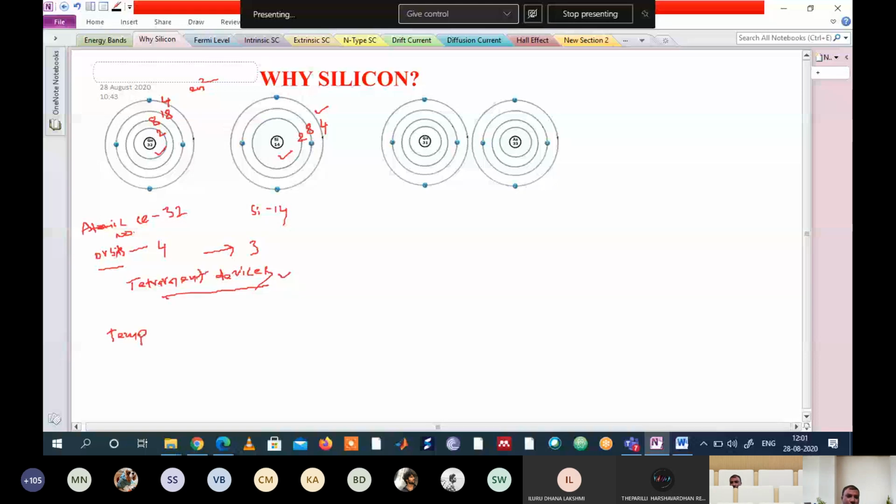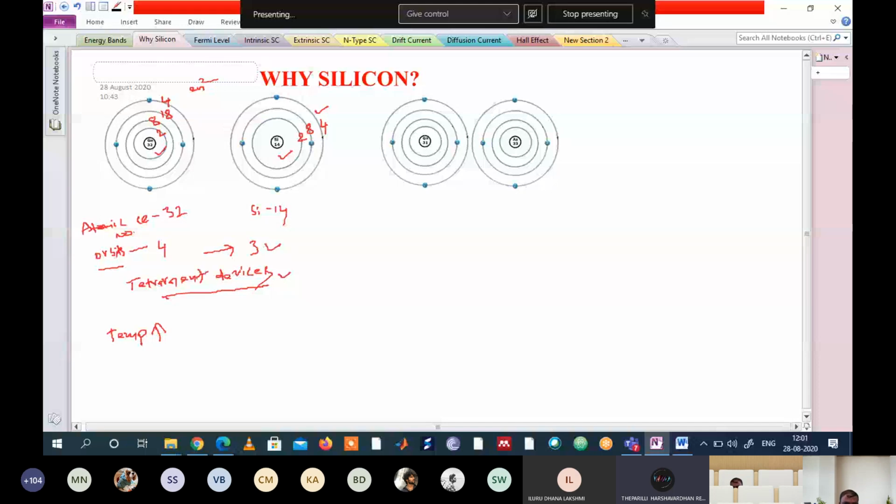See the concept, please, all of you. I am increasing the temperature. Which atom's electron comes outside first, the electron from germanium or the electron from silicon? Silicon. Why silicon? Because it contains only 3 orbits, no?